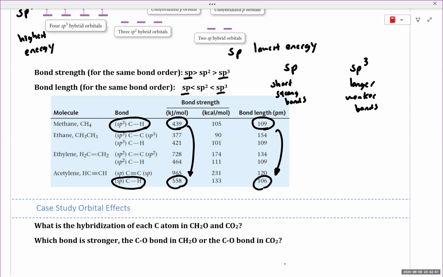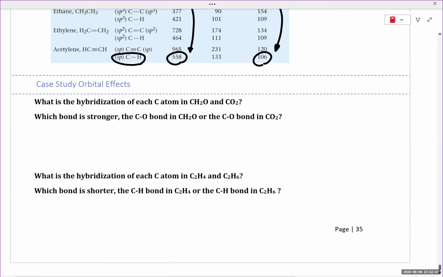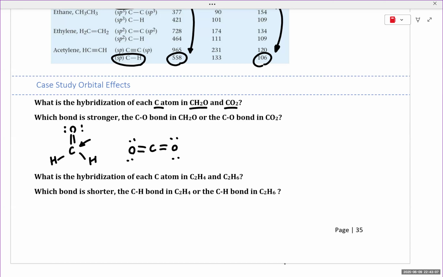So in general, the more s character your hybrid orbital has, the shorter and stronger the bond involving that orbital will be. So let's apply what we've learned here, and I'm going to do the first example, you'll do the second. In this case, we're asked, what is the hybridization of each carbon atom in CH2O and CO2? Here are the Lewis structures for these two compounds. In this case, this carbon atom in formaldehyde, we have 3 bonded atoms. So this would be sp2. The central carbon in CO2 would be sp.